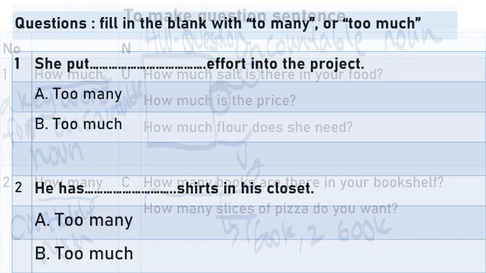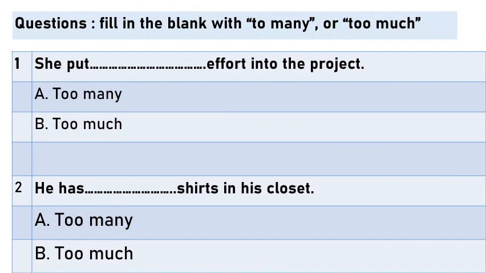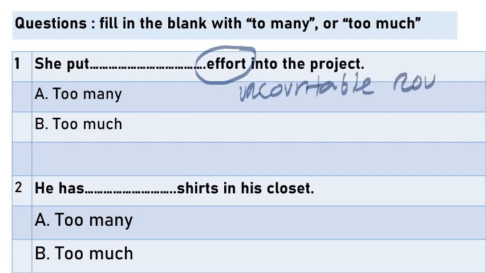Okay. Exercise. Number 1. She put blank effort into the project. Effort is uncountable noun. So for uncountable noun, what is the keyword? A or B? The correct answer is B, too much.